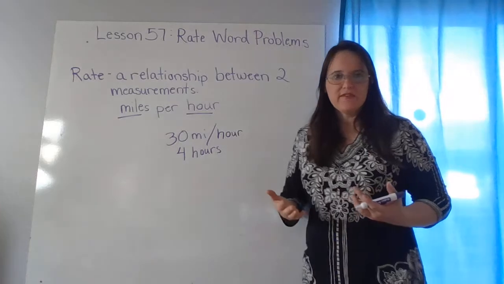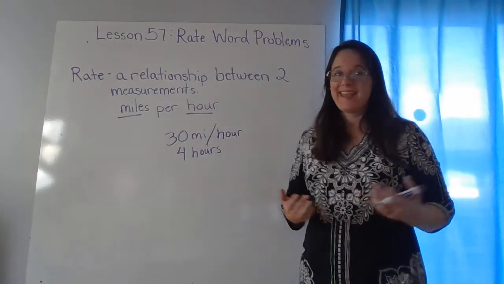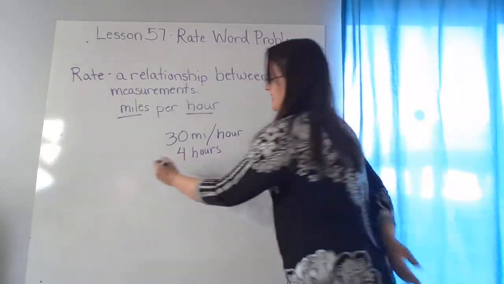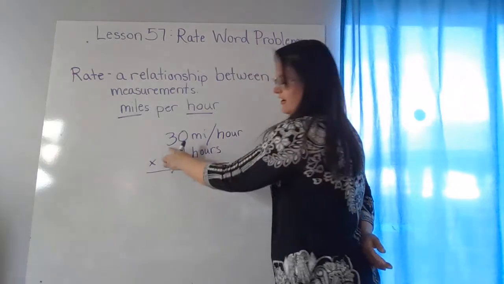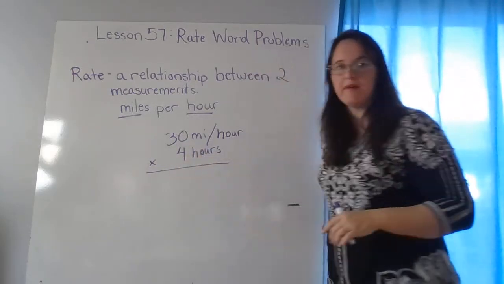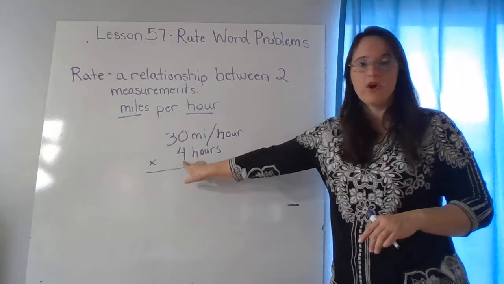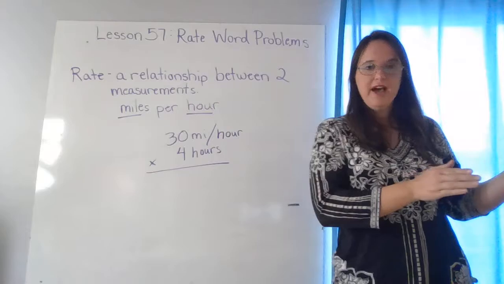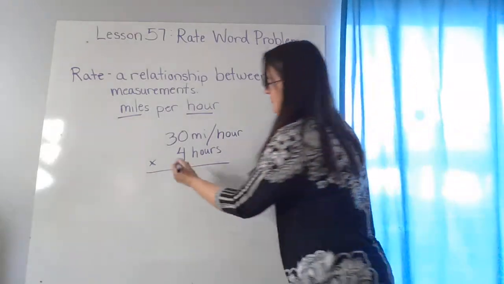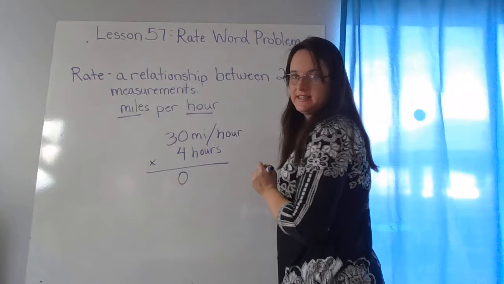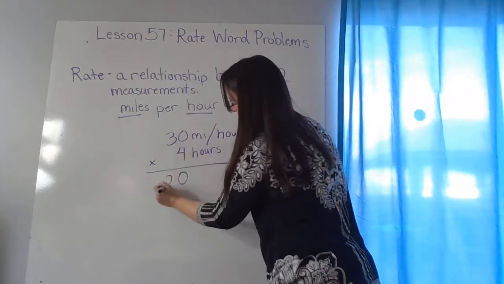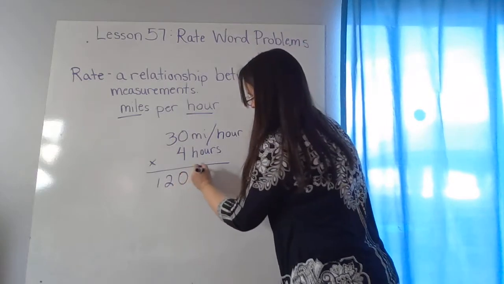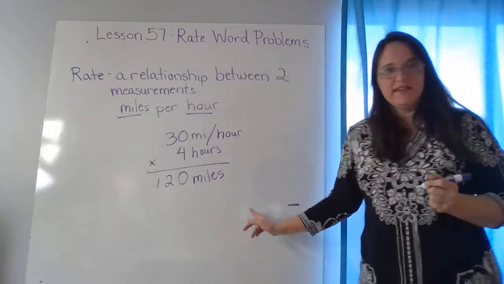What's another way to solve a repeated addition problem? Multiplication. So we can take this same problem and we can multiply our 30 miles times 4 hours, because really we're saying that we have 4 groups of 30. Each hour, he went 30 miles, so 4 groups of 30. 4 times 0 gives me 0. 4 times 3 gives me 12. And look at that, I've got the same answer, 120 miles.